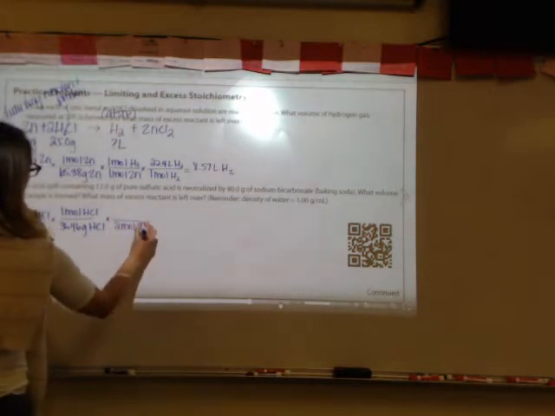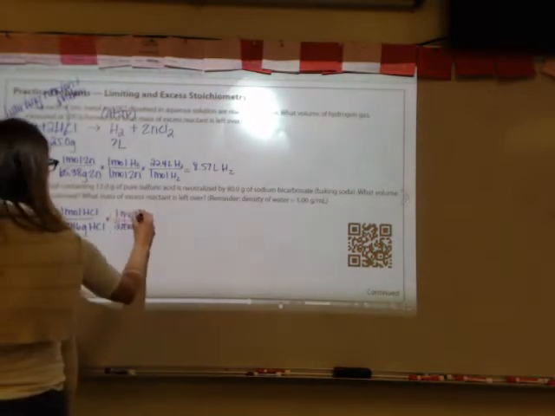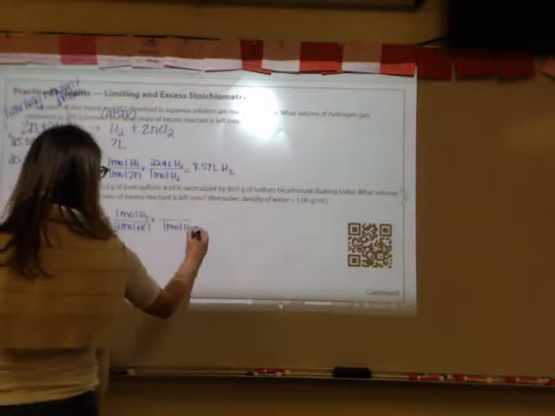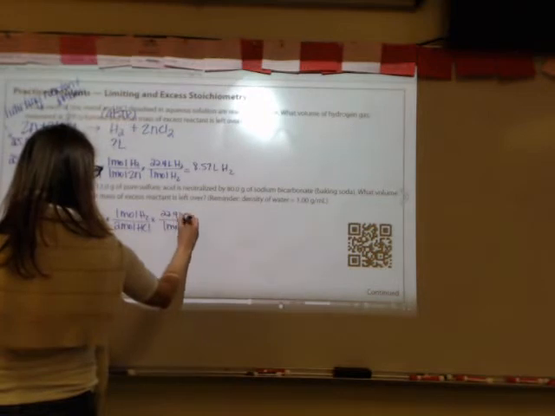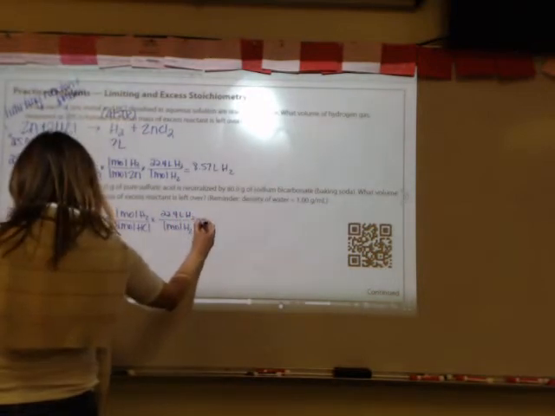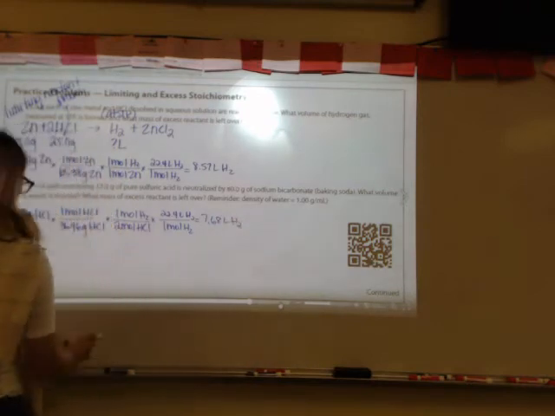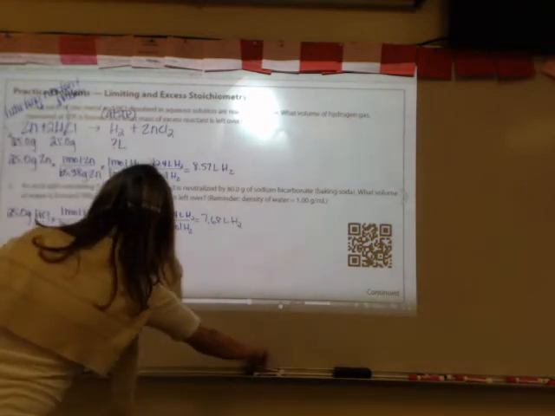I'm going to do a mole ratio, 2 moles of HCl for 1 mole of H2, and then convert to liters of H2. And I'm going to produce 7.68 liters of H2 from my HCl.